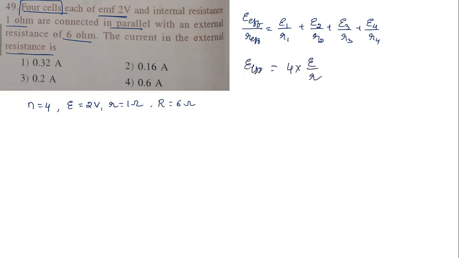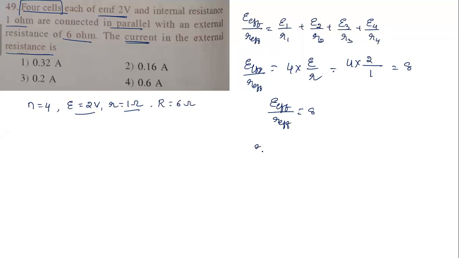E effective by R effective. So it is 4 times of E. How much is E given? 2 volt. 2 divided by R, how much is given? 1. It will become 8. So E effective divided by R effective becomes 8. Our main motto is to find the current.